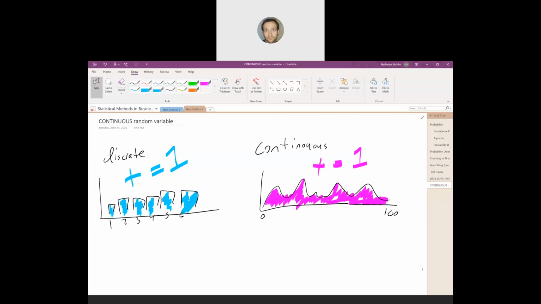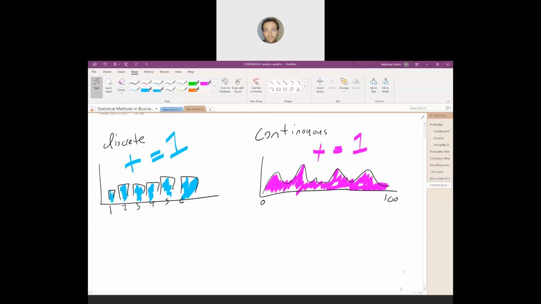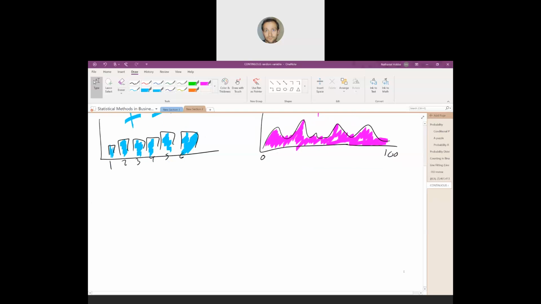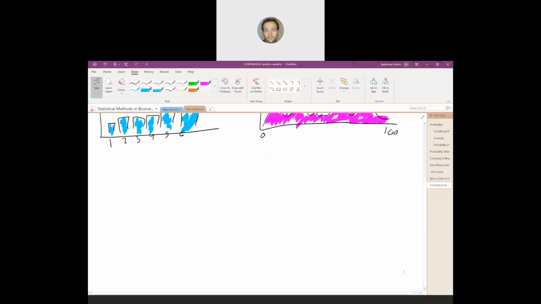For the continuous random variable in this class, we're going to be talking about exactly 1. Only 1. And there's many. In fact, there's an infinite number of them. But in this class, we are just going to be talking about the normal distribution.